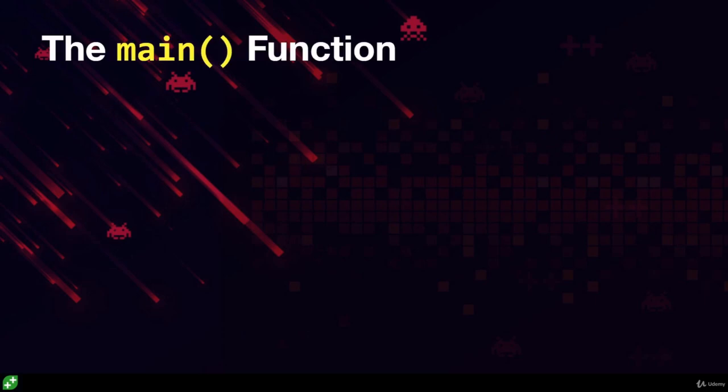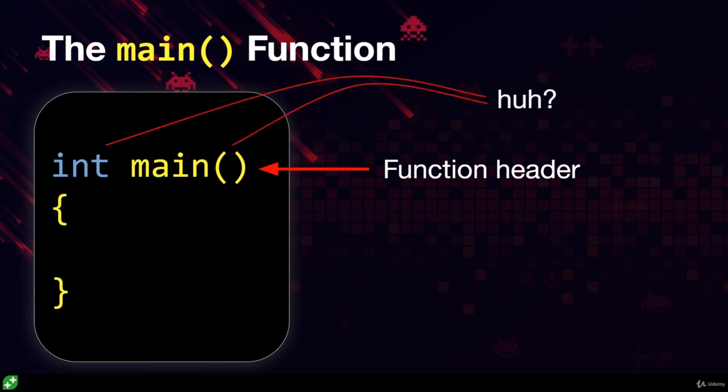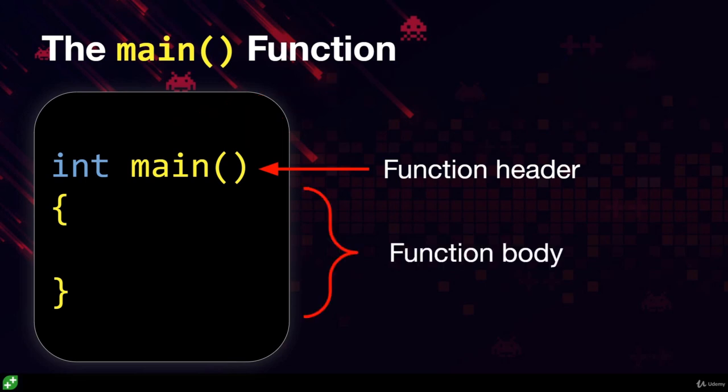Now the main function looks something like this. This line here is called the function header. It consists of the function name, which is main in this case, and these other two confusing parts that make absolutely no sense whatsoever. Don't worry, we'll get to those later and you'll understand them soon enough. Now look at the curly braces here. This is called the function body, and the function header along with the function body make up the function definition.